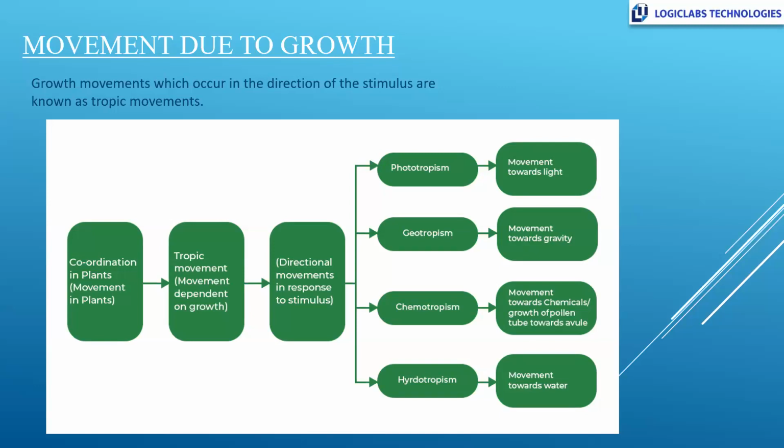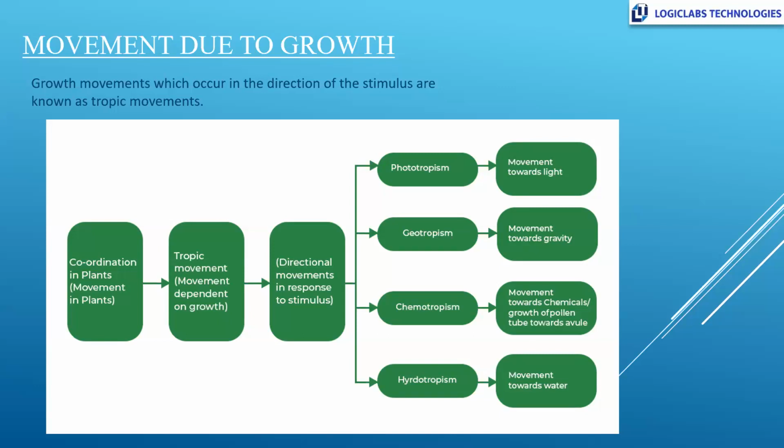Next one comes chemotropism. Chemotropism is the movement towards chemicals, or growth of pollen tubes towards the ovules. What happens is the chemicals will be released. We have different types of chemotropism, which takes place when the pollen tubes grow towards the ovules.